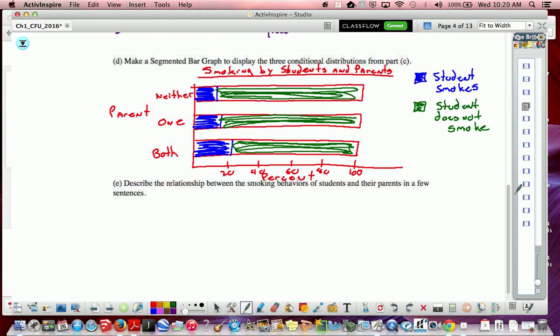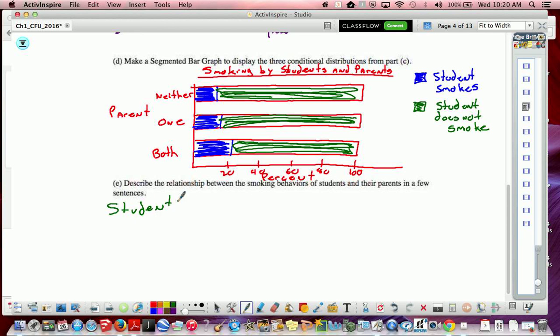So, last but not least here on question E, it says, describe the relationship between smoking behaviors of students and their parents in a few sentences. Well, we can probably just describe this in maybe one sentence or maybe two. Okay, what do we see? As the number of parents that smoke increases, so does the likelihood that the student is going to smoke. Okay, so something like this.